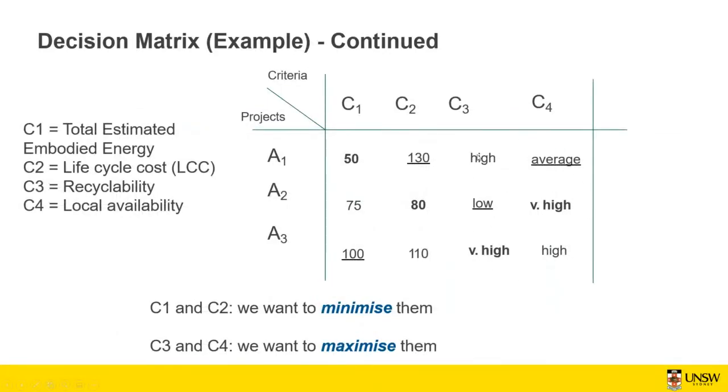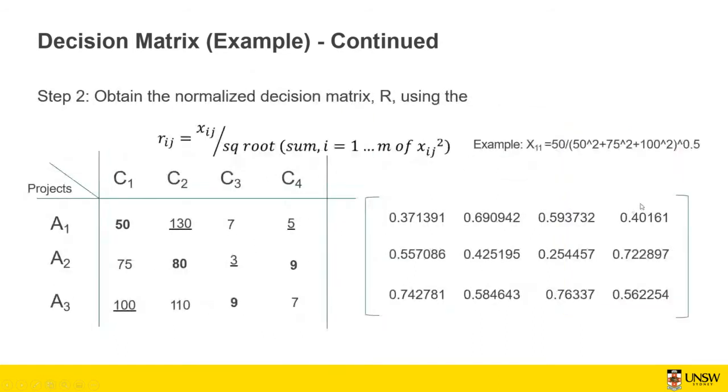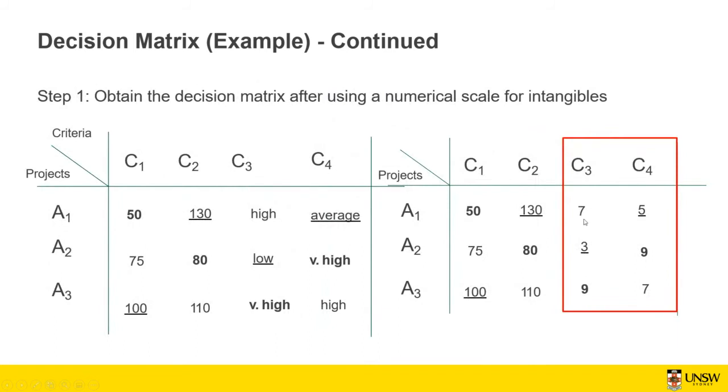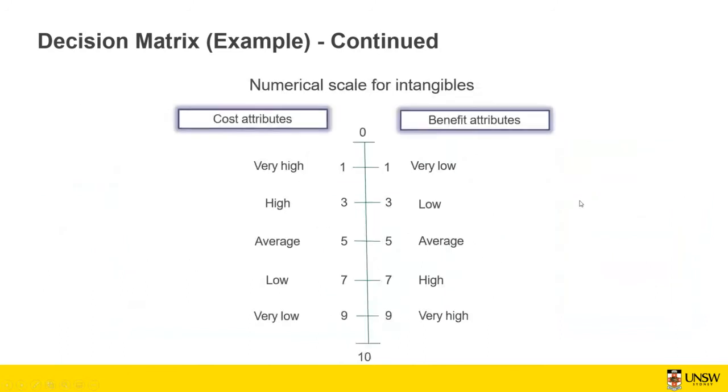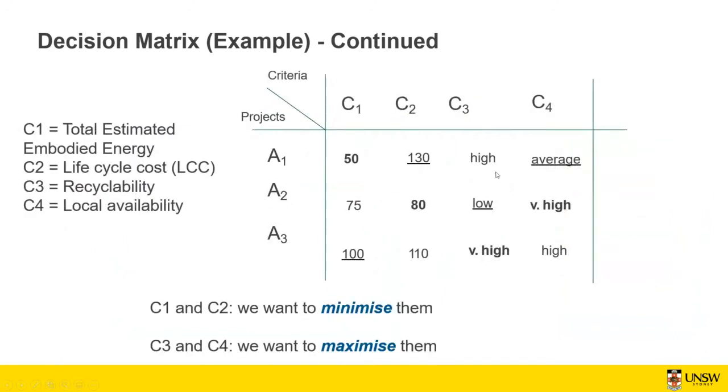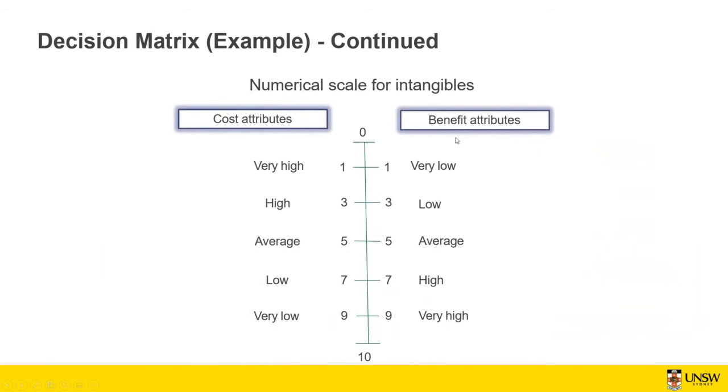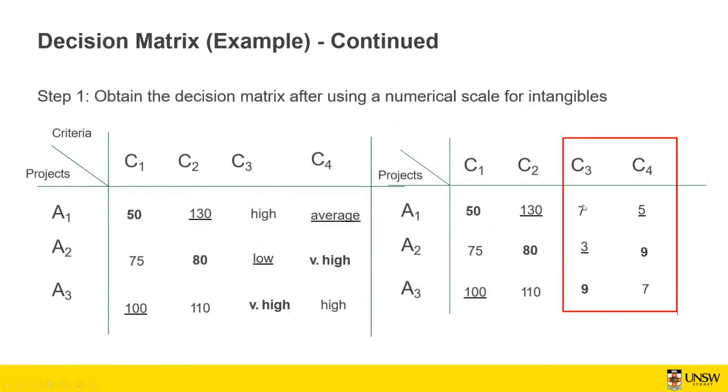So let's go back to this matrix again. You can see high, low, very high, average, very high, high. And based on the scale that you put, you give them some numbers, which you can see here. So for example, 7 in C3 is attributed to high in C3. And C3 is something that we want to maximize, it is the benefit. So based on this scale, high for benefit attributes is 7. So you put 7 here.